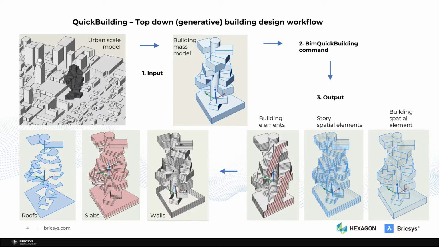Then we isolate this building mass, which is just the same level of detail as any other low level of detail city building representation, or building representation on the city scale. And then we simply activate the QuickBuilding, which generates spatial elements, buildings, stories, and all the building elements, walls, slabs, and roofs automatically.